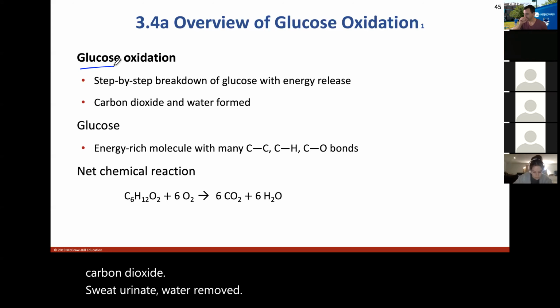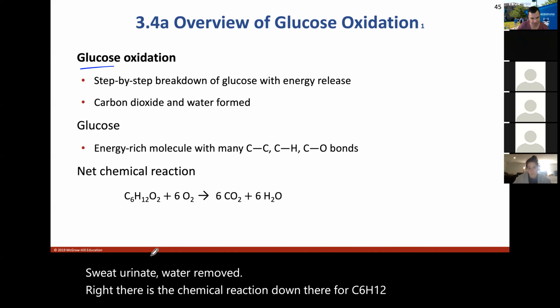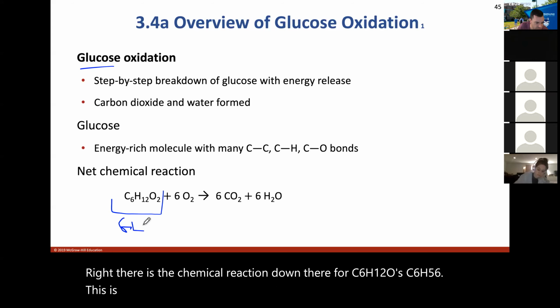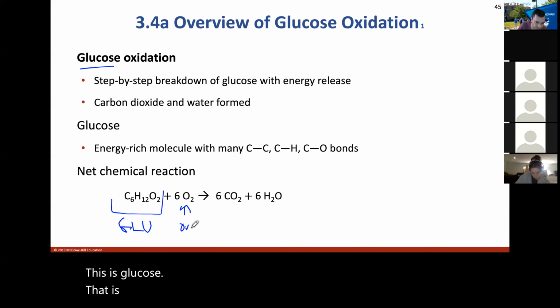All right. There is the chemical reaction down there for it. C6H12O6. This is glucose. That is oxygen. There is my carbon dioxide. And then there's my water.